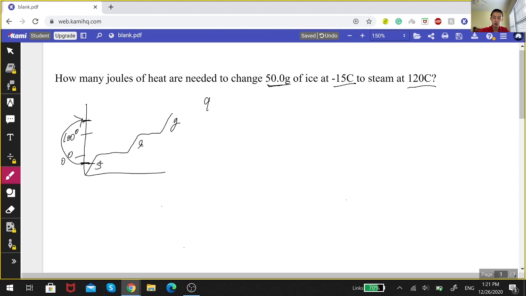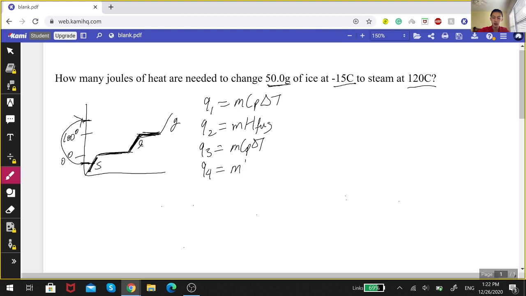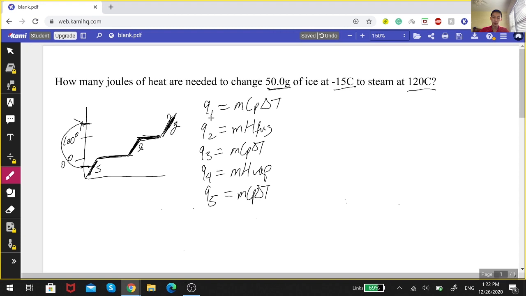So we're going to use Q1. Q1 is equal to mCp delta T, which is this one. Q2 is equal to this one, which is mH fus. Q3, which is this line, is mCp delta T. Q4, which is this line, is equal to mH vap. Q5 is our final one in the gas form, which is mCp delta T. So we're going to have to find all 5 of these and add them together in order to get our answer. Alright, let's do this little by little.